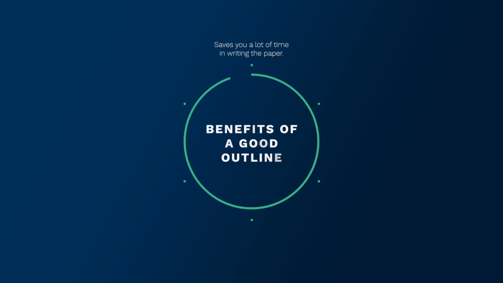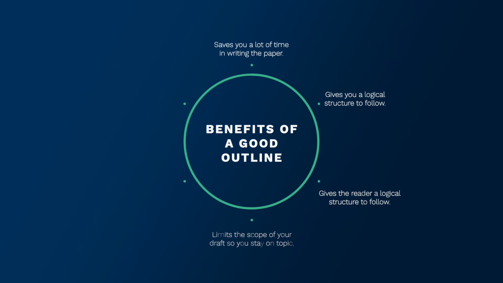Let's review the benefits of a good outline. A good outline saves you a lot of time in writing your paper, gives you a logical structure to follow, gives the reader a logical structure to follow, makes it explicit to the reader, limits the scope of your draft so you stay on the topic, makes it easy to find important parts of a larger text, and reveals any missing parts of the paper so that you can fill them in and create a logical flow.